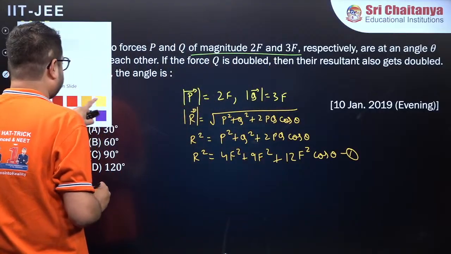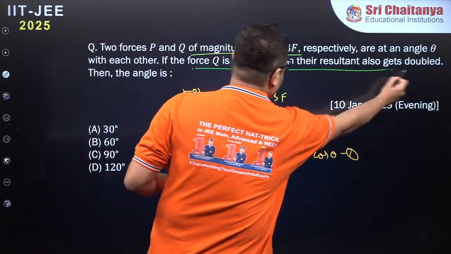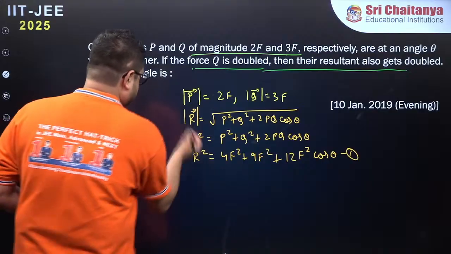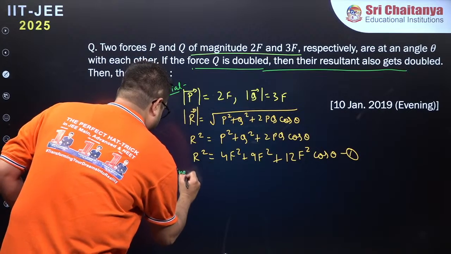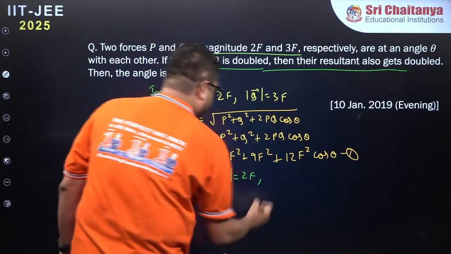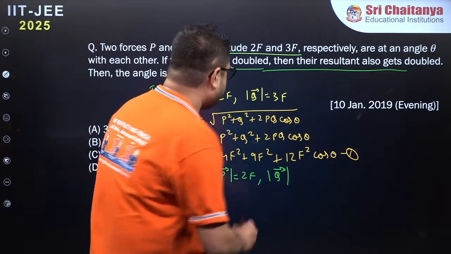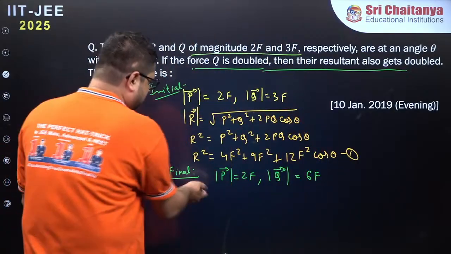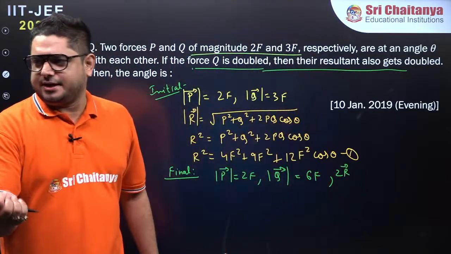Now the next condition which they are mentioning is that the force Q is doubled, and the resultant also gets doubled. So what we have to do, this is going to become doubled. That means in this case, this is the initial condition. Finally, mod P will remain 2f itself. But they are saying that the magnitude of Q is doubled, meaning 2 times 3, I will be getting 6f. That's what they are trying to say. Q is doubled, so the resultant will also be doubled. Now you are having a resultant of 2R.